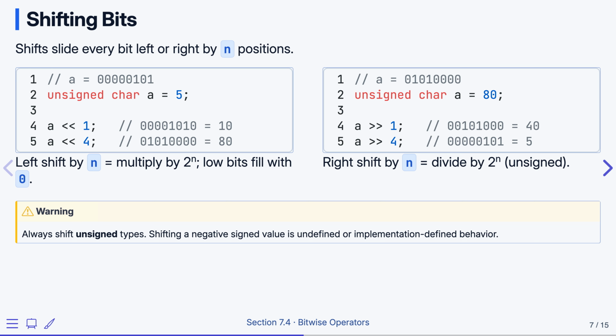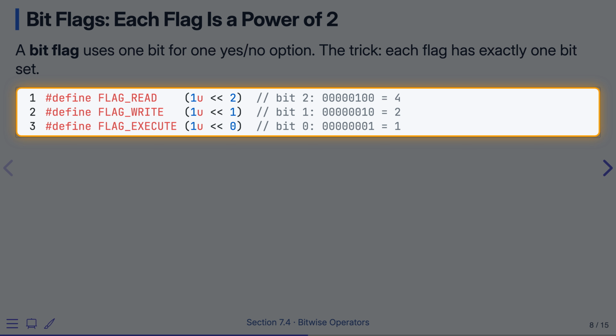Now the payoff. A bit flag uses a single bit for one yes or no option. The key trick is that each flag is a power of 2, a value with exactly one bit set. Flag read is 1 shift 2, binary 00000100, the value 4. Flag write is 1 shift 1, the value 2. Flag execute is 1 shift 0, the value 1.